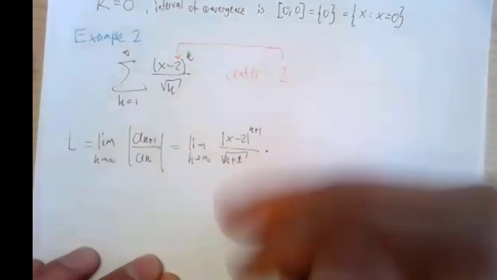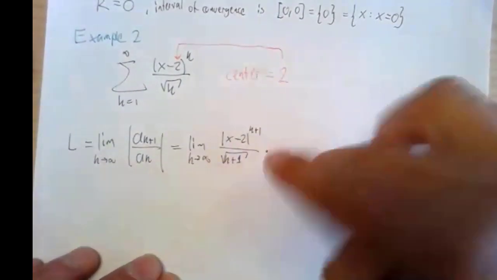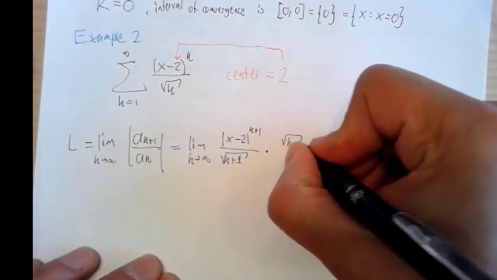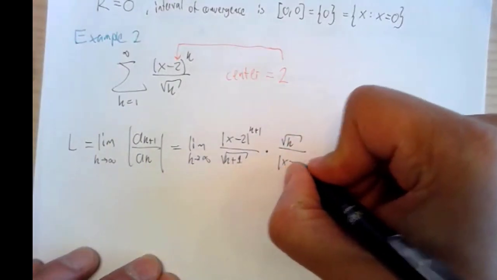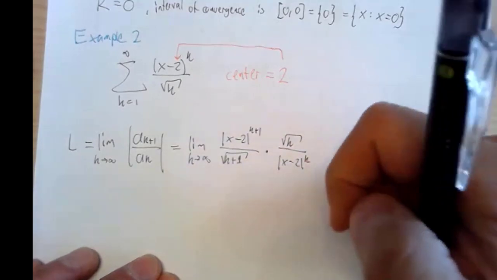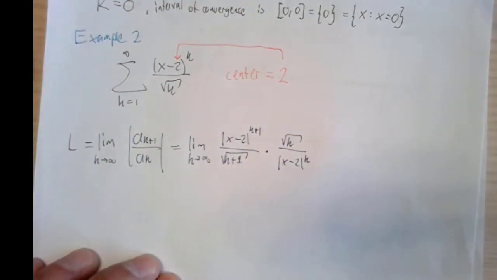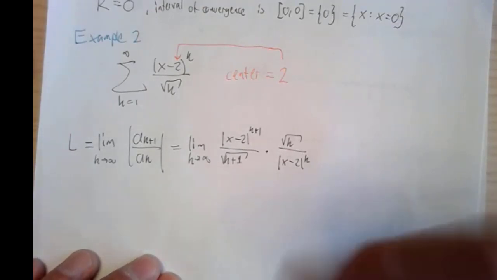Now, instead of writing the quotient one over the other, I'm going to flip the one in the bottom. So the one in the bottom will be root k and absolute value of (x minus 2) to the k. Notice that I'm only placing the absolute value around the things that could be negative, in this case the x minus 2. The roots don't need absolute value because they are always positive. Okay, from here we can simplify.